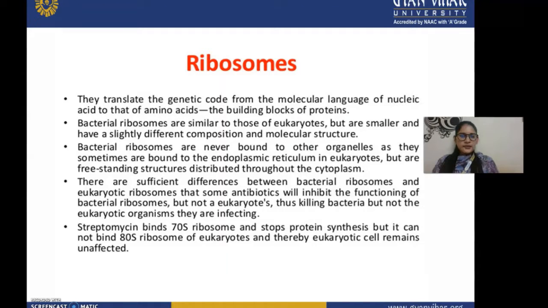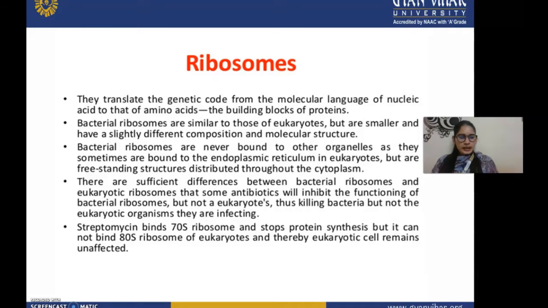And there are sufficient differences between bacterial ribosomes and eukaryotic ribosomes that some antibiotics will inhibit the functioning of bacterial ribosomes but not eukaryotic ones, thus killing bacteria but not the eukaryotic organism they are infecting. Now streptomycin binds with the 70S ribosomes and stops protein synthesis, but it cannot bind with the 80S ribosomes of eukaryotes, and thereby the eukaryotic cell remains unaffected by streptomycin.